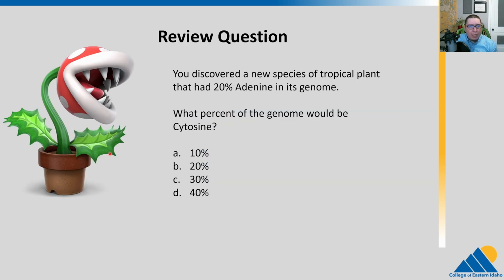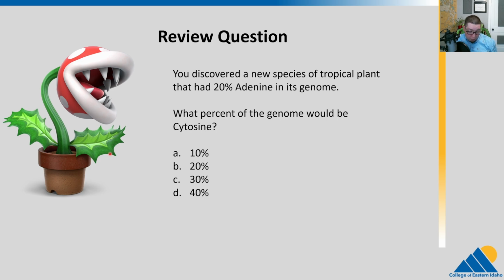So you go out and you discover a new species of tropical plant. And you're looking at the DNA in there, and you find that 20% of its genome is adenine. What percentage of its genome would be cytosine? Go ahead and pause the video, think about that.